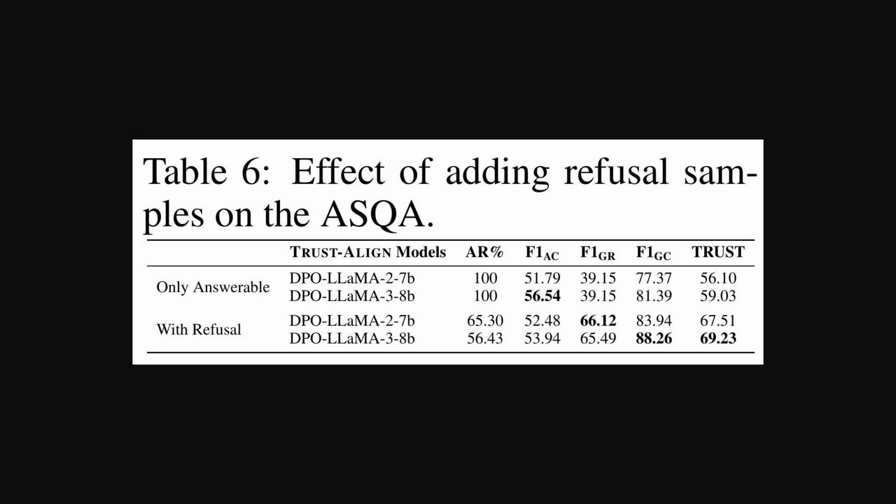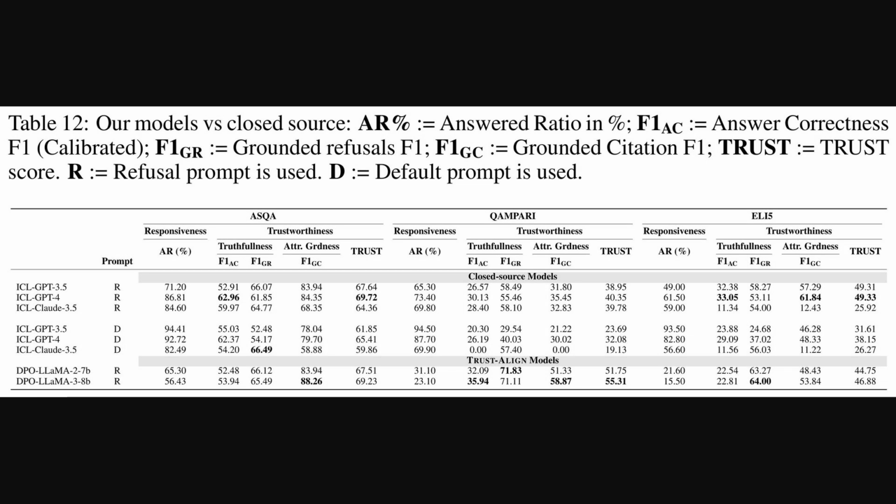Okay, so this next table digs deeper into why Trust-Align is effective, particularly regarding refusals. It shows results on ASQA when training models with versus without refusal examples in the Trust-Align data. You can see including refusal samples dramatically improves the F1GR score, the grounded refusal capability, and boosts the overall trust score quite a bit. This really highlights the importance of explicitly training the model when not to answer based on the documents.